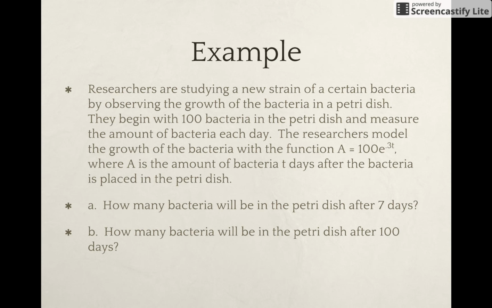Let's look at an example. Researchers are studying a new strain of a certain bacteria by observing the growth of the bacteria in a petri dish. They begin with 100 bacteria in the petri dish and measure the amount of bacteria each day. The researchers modeled the growth of the bacteria with the function A equals 100 multiplied by e to the 0.3t, where A is the amount of bacteria t days after the bacteria is placed in the petri dish. We may be interested in knowing how many bacteria will be in the petri dish after 7 days, or how many bacteria will be in the petri dish after 100 days.